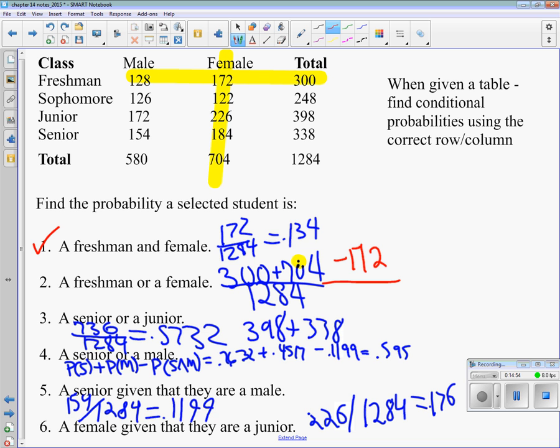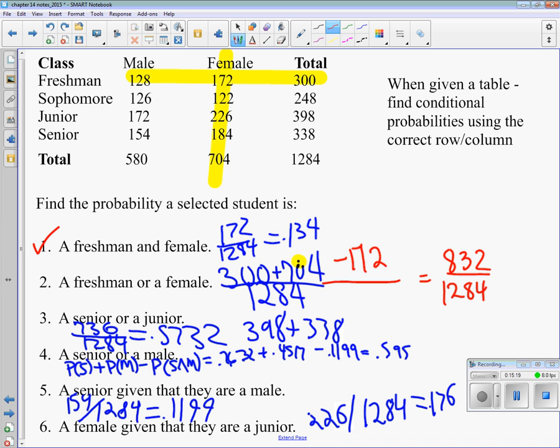So in order to make this more correct, we have to subtract off the 172. Okay? So I have 300 plus 704 minus 172, all over 1284. I can't do that in my head. I wish I could. Maddie, I'm stealing your calculator. Thank you, thank you. So I have 300 plus 704 minus 172. I get 832 divided by 1284. Does that look right? Okay.